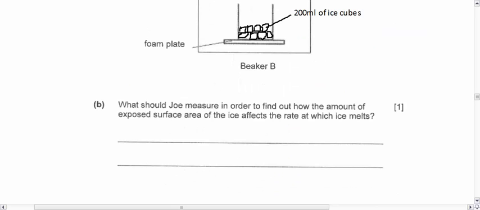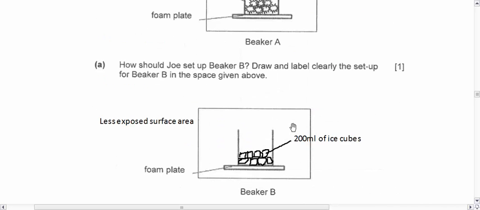So now part B, what should Joe measure? So I want to know what he should measure in order to find out how the amount of exposed surface area affects the rate. So how do I know whether something melts faster? Well, you can measure two things. One, you can measure the time taken for the ice to melt completely, because for the rate of melting, both ice will be melting, but one will melt faster. So how do I know which one is faster? It's when it finished melting. So the one that finished melting will definitely be the one that melts faster.